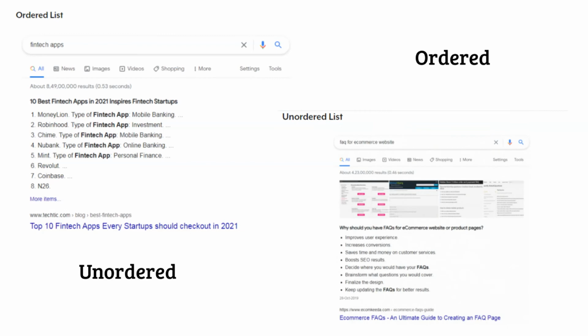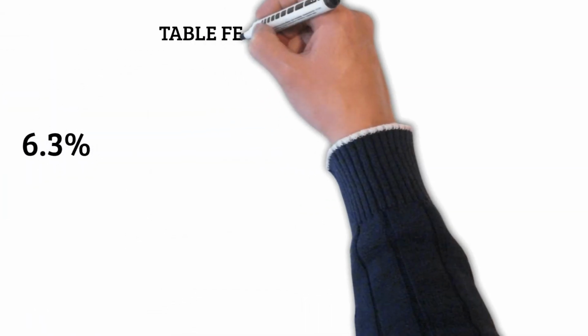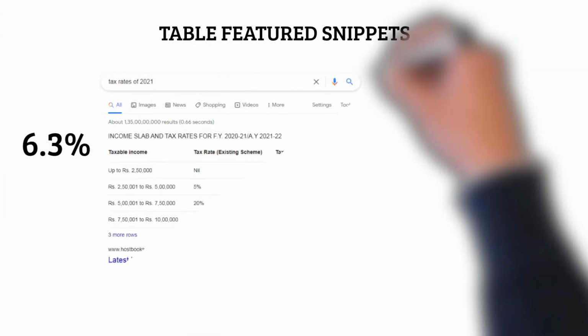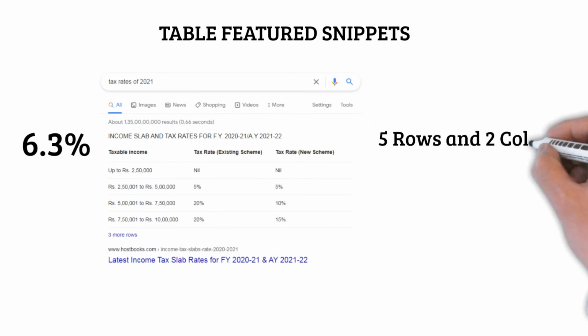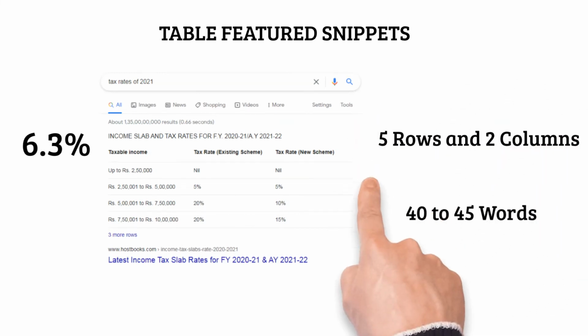Around 6.3% of featured snippets are of the table type. They have an average of 5 rows and 2 columns with 40 to 45 words.